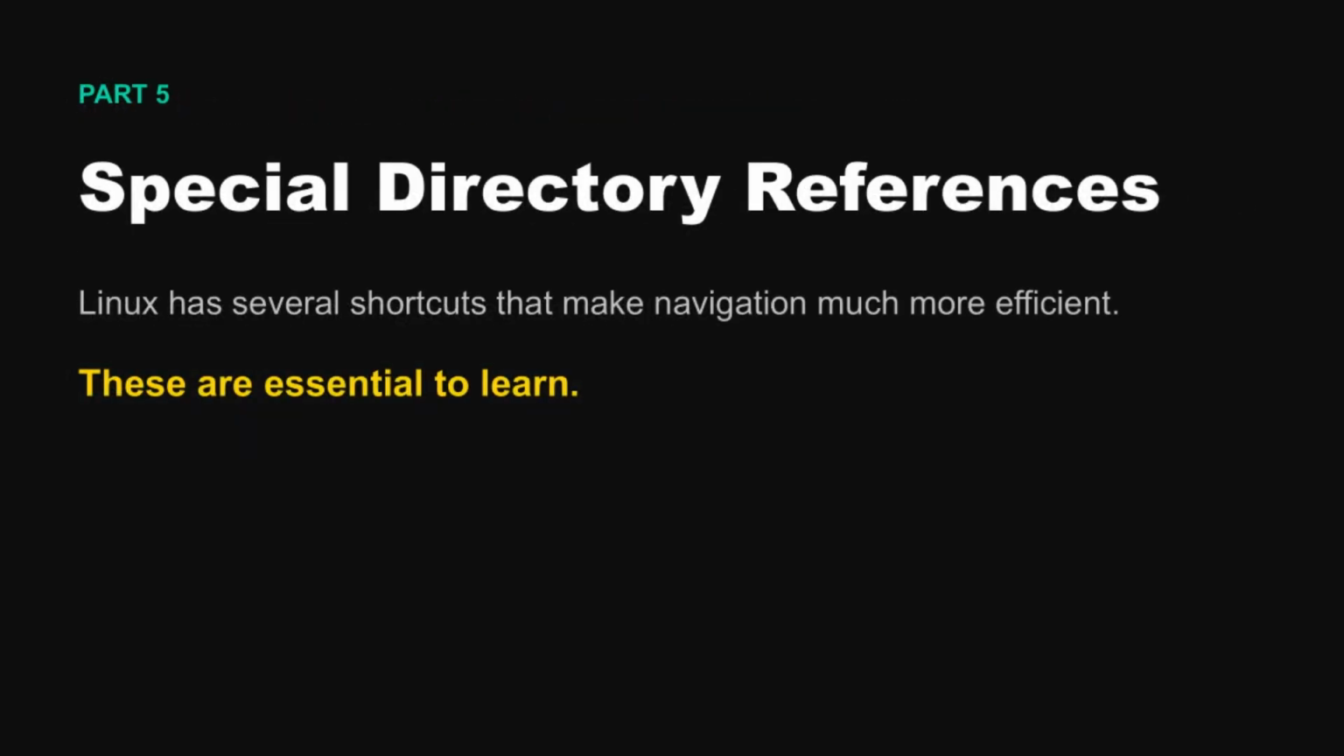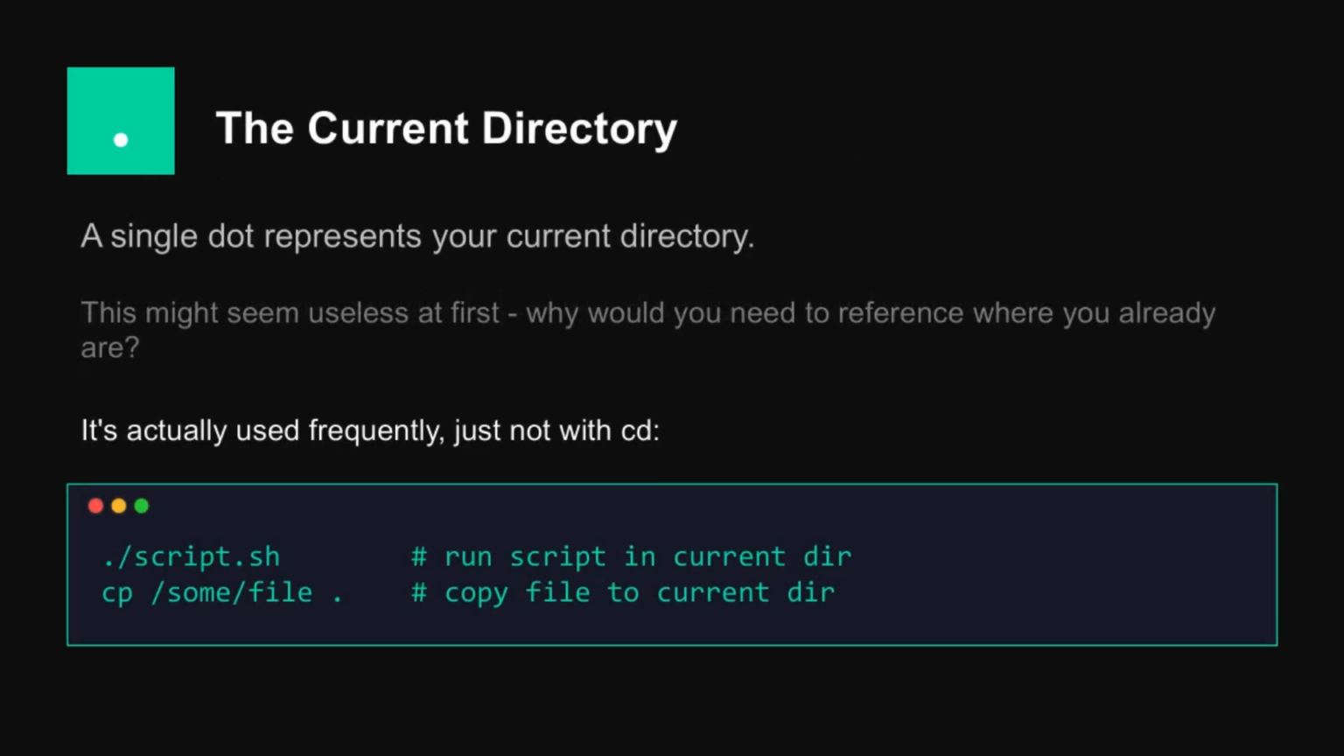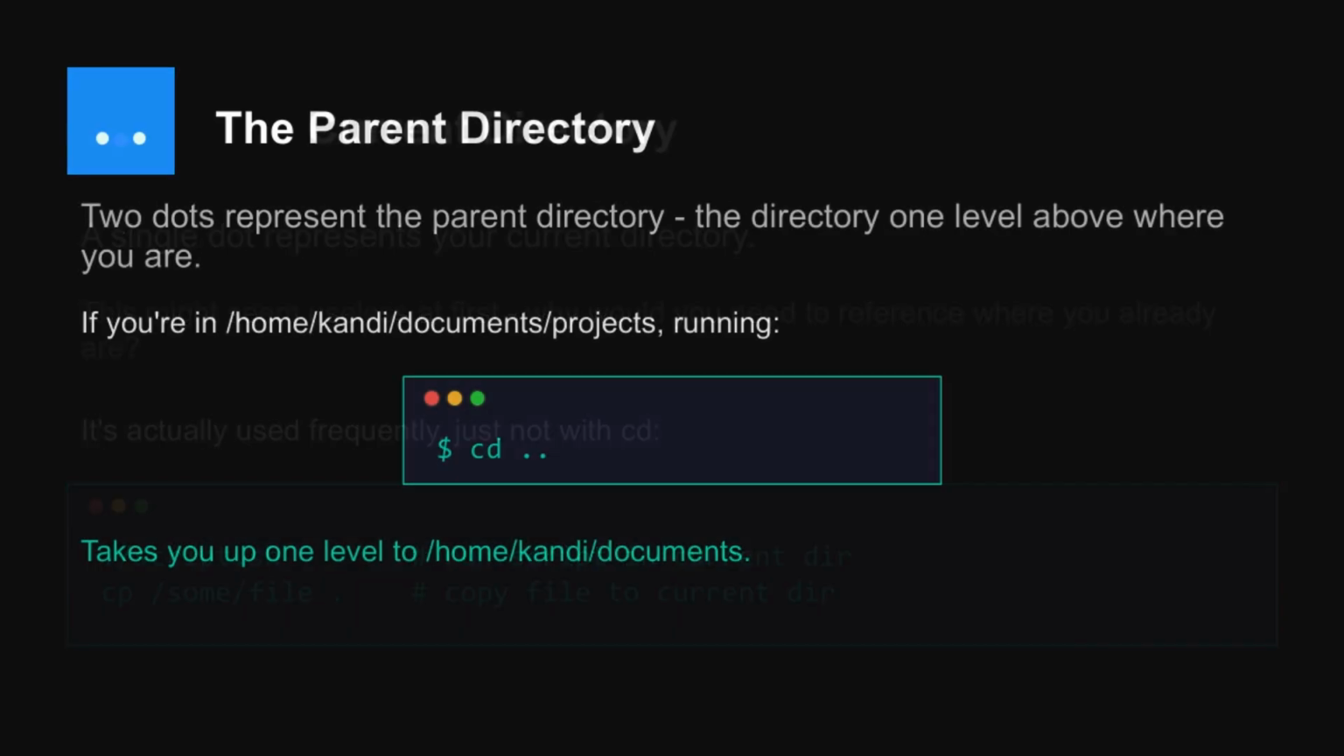Linux has several shortcuts that make navigation a lot more efficient, and these are essential to learn. A single dot represents your current directory, and it might seem useless. You're like, why do I need that? But it's actually used frequently, not just with cd. You'll use it when running scripts in the current directory or when copying files to your current location. 2 dots represent the parent directory, the directory one level above where you are.